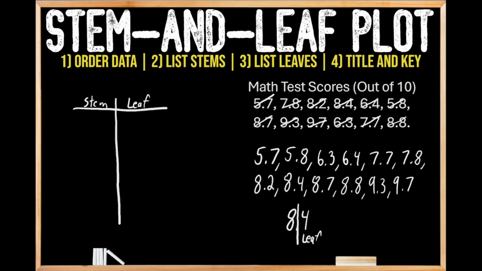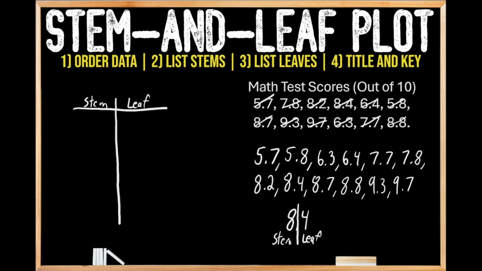So the leaf here is going to represent the numbers in our tenths place. And then on the left here, we're going to have our stem. So our stems are going to represent the numbers in our ones place. So now that we understand how to split apart each one of these data points into a stem and leaf, we're ready to move on to step number 2, where we're going to list our stems. And we're going to list our stems in order from least to greatest.